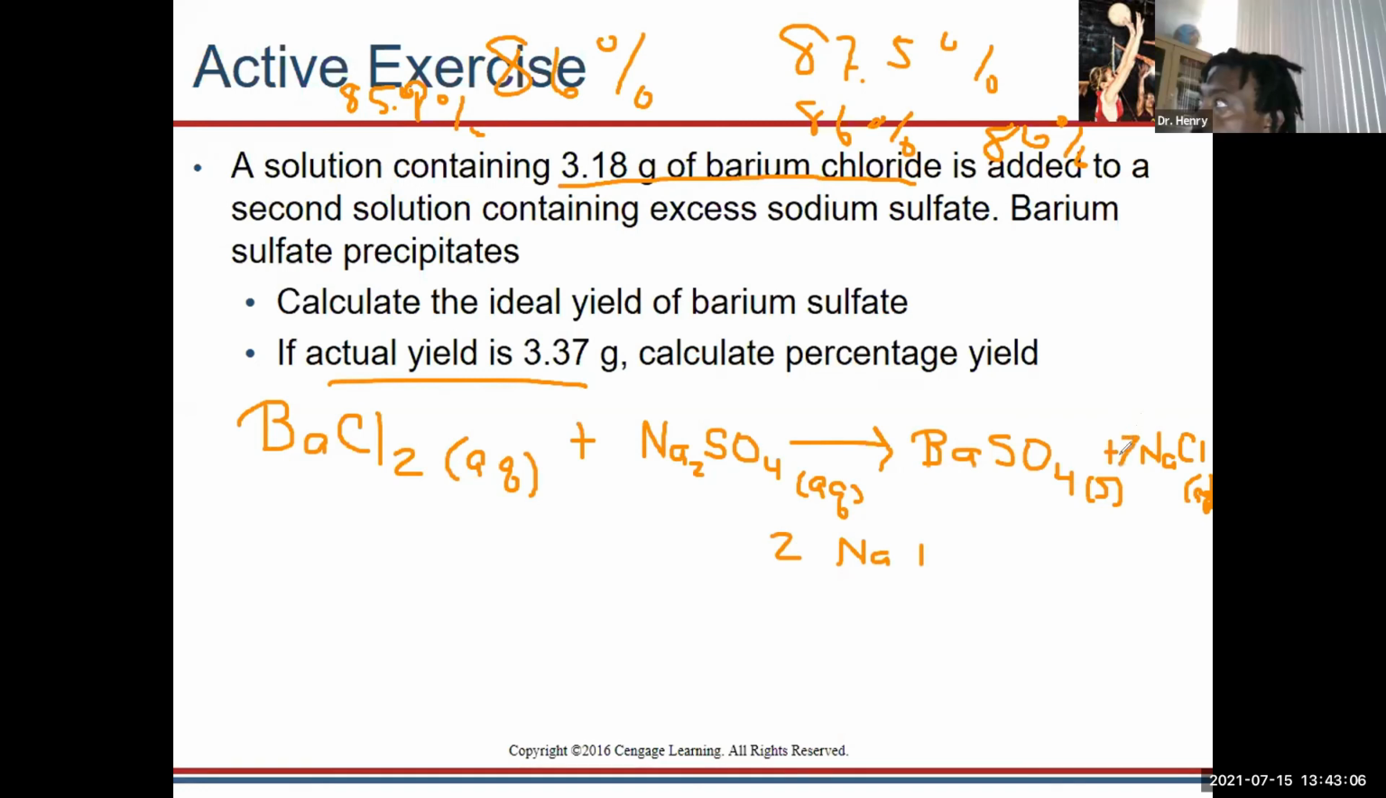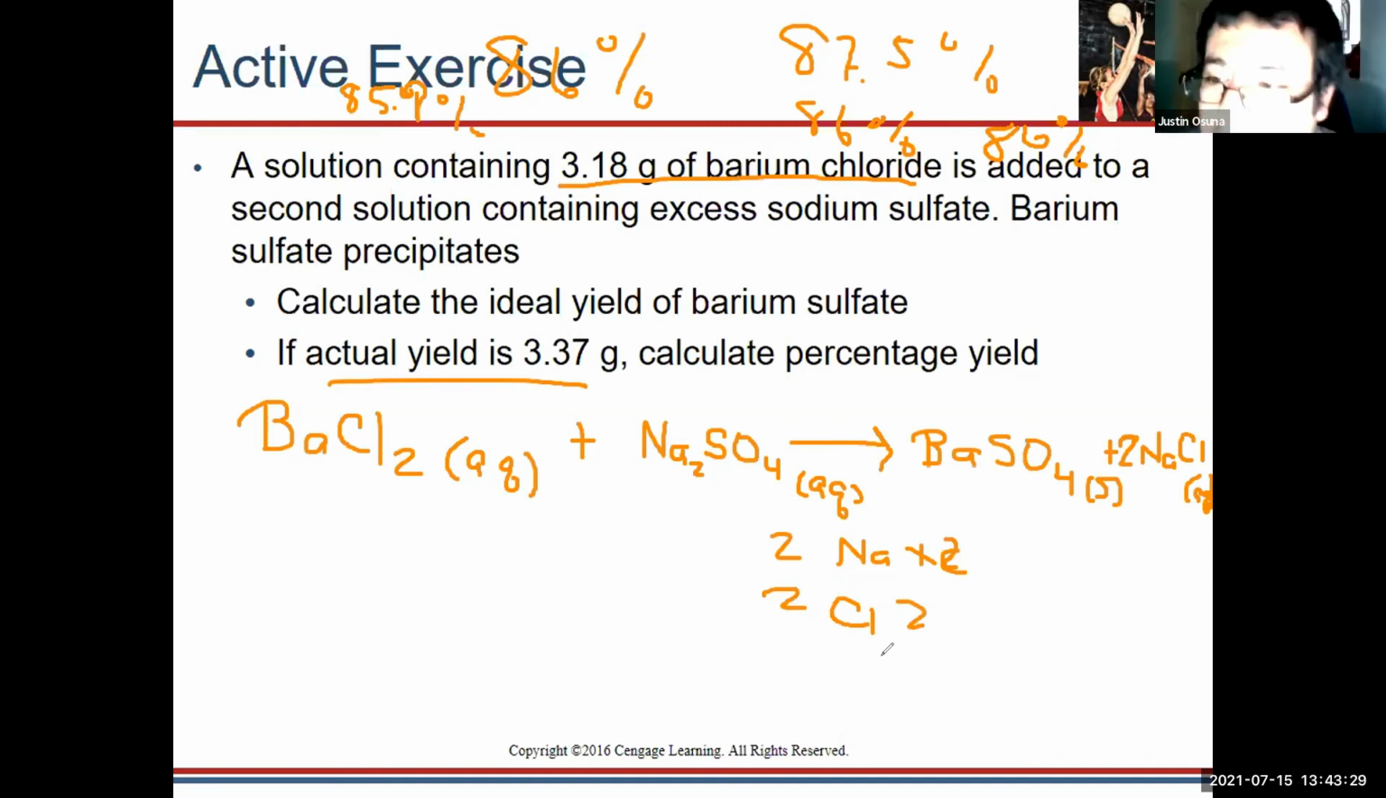Okay, how many chlorines do I have? You have 1. No, 2 actually, on both sides. Yes. We just put the 2 up there, right? Okay, so now we have a balanced chemical equation. Is that correct? Yeah. Good.